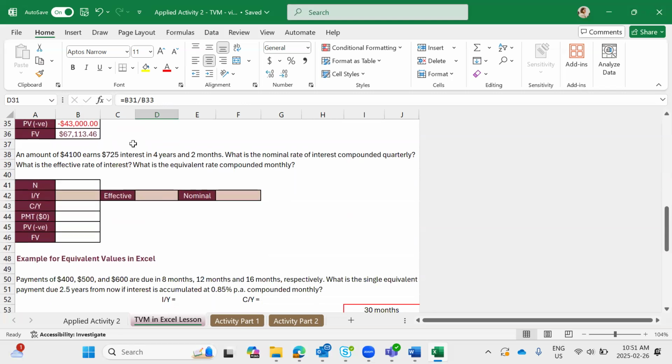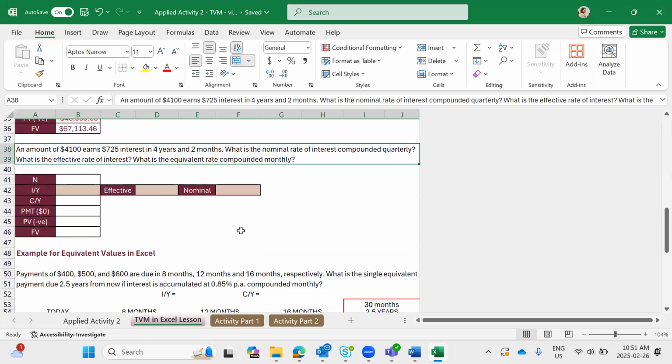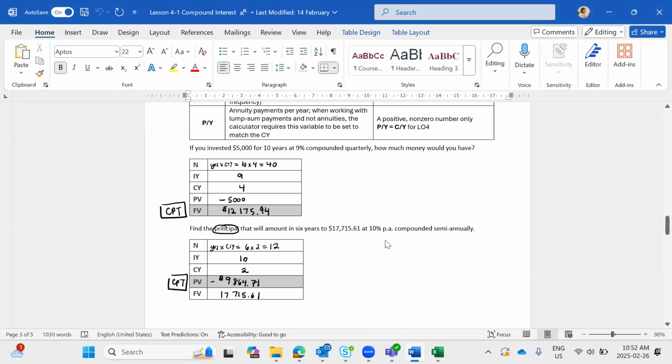And finally, the only type of question we have not looked at that we learned on the financial calculator is solving for the interest rate. So that's what this last question looks at. An amount of $4,100 earns $725 interest in 4 years and 2 months. It asks for the nominal rate of interest that's compounded quarterly, the effective rate of interest, and an equivalent rate of interest compounded monthly. We did this question in lesson 4.1 as well.